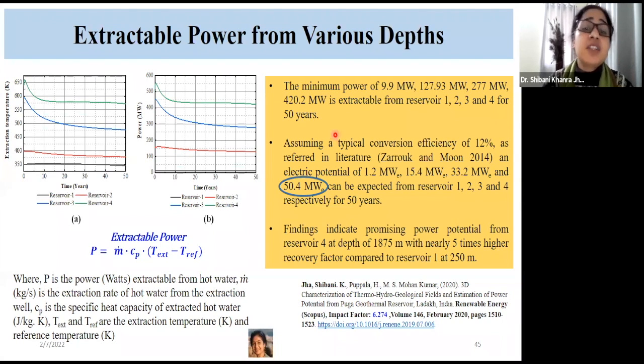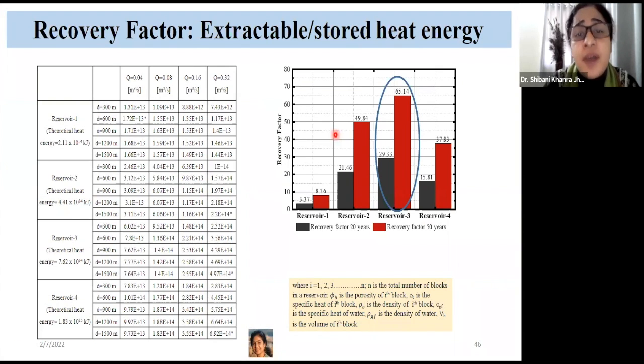So the recovery factor is not so high at shallow depths, because the deeper we go, we have the crustal heat available, and that keeps replenishing that particular heat source. In shallow depth, that is where we miss that particular component. So that's where the deeper zone is more promising compared to the shallower zone. So the recovery factor, as we have already discussed here.